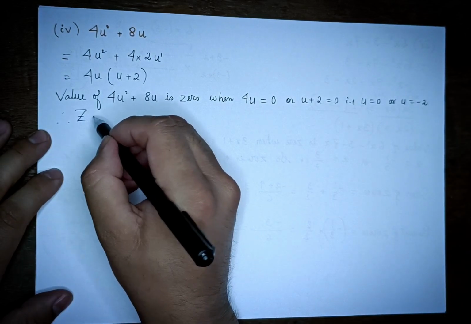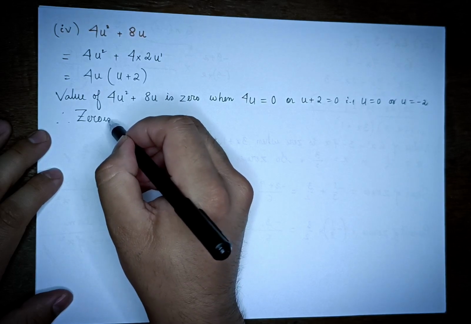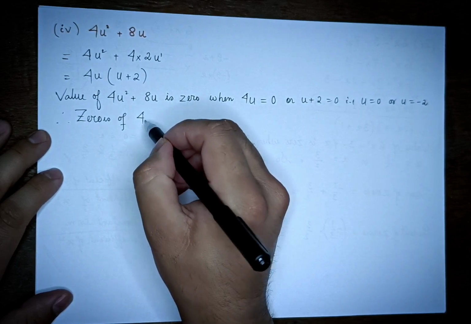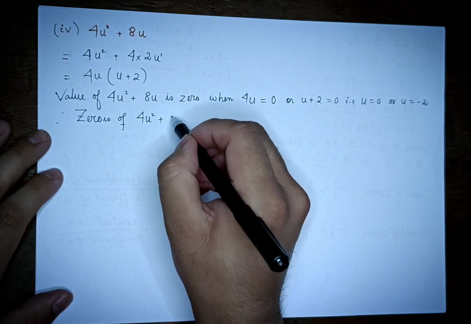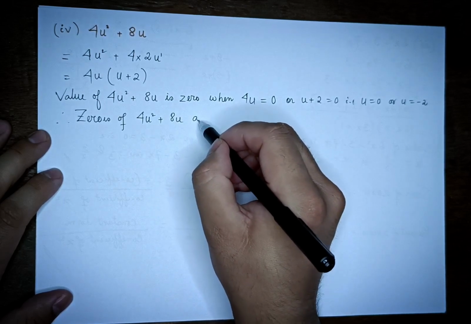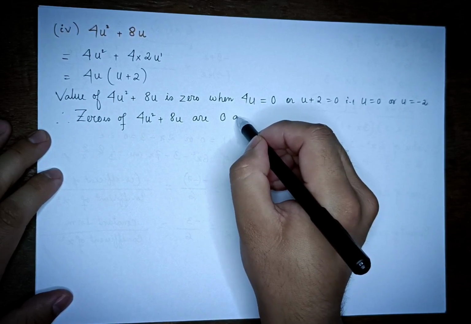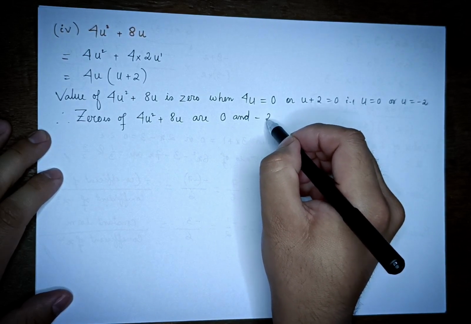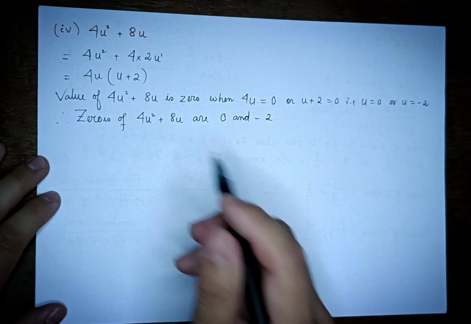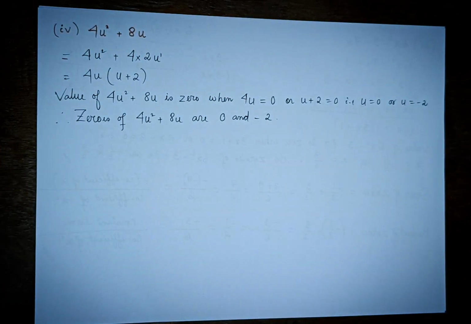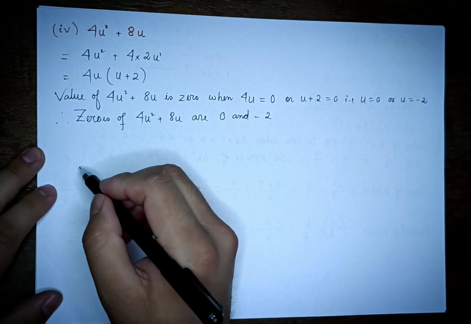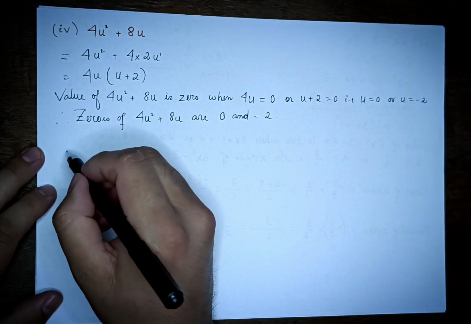Therefore, zeros of 4u square plus 8u are 0 and minus 2. Okay, well, now we have found the zeros of this quadratic polynomial. Now let's verify the relationship between the zeros and the coefficients.